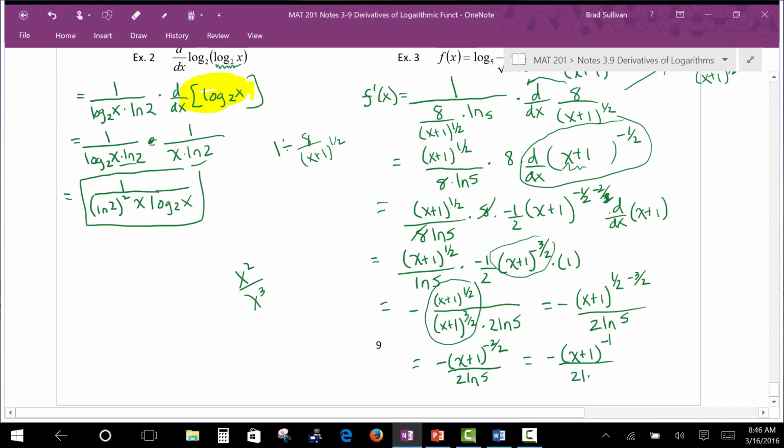And then what else could you do? We got a negative exponent, so why don't we move that down to the bottom? Okay, so that's a negative 1 power. So probably the best way to write this answer is negative 1 over 2 ln 5 times (x plus 1). Okay, I took that one all the way to the end.